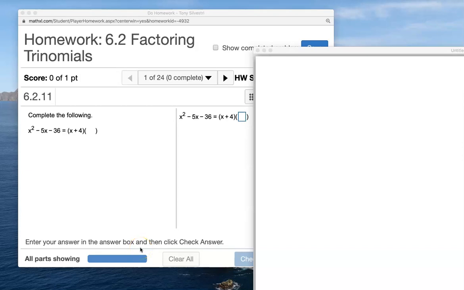Welcome to Homework 6.2, Factoring Trinomials. This section is fairly large in terms of the number of questions that you need to do in order to finish this homework. And that usually means there's a lot of short answer problems in this section, so don't get too nervous about the number of problems you have to do.